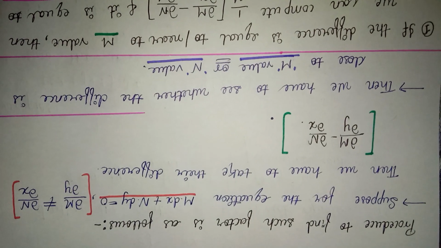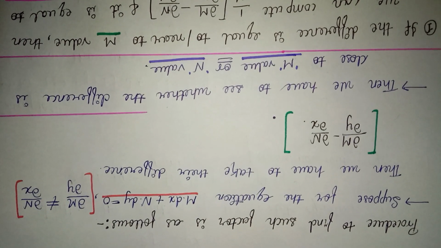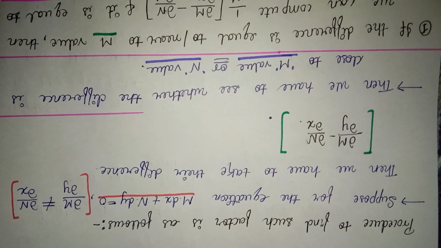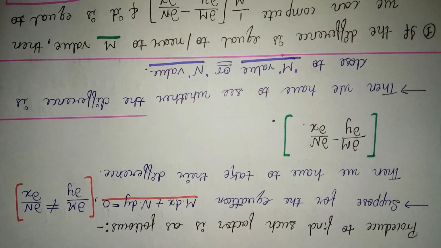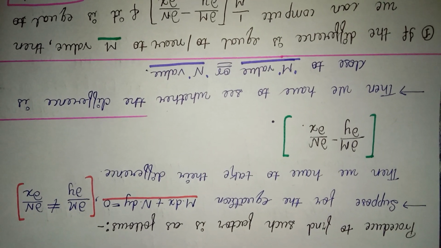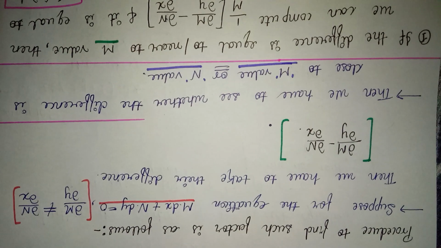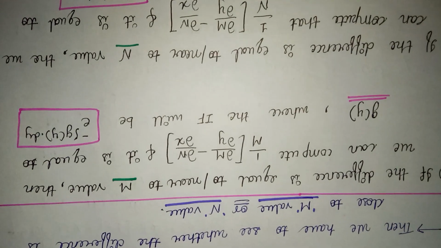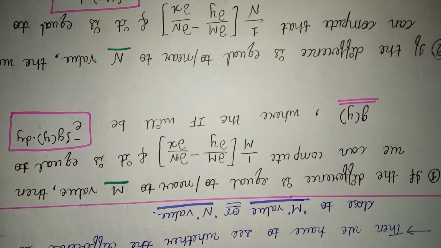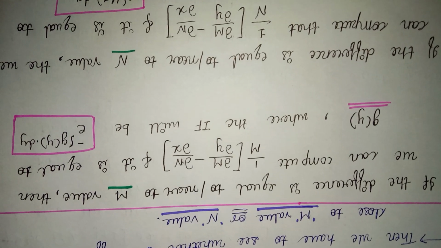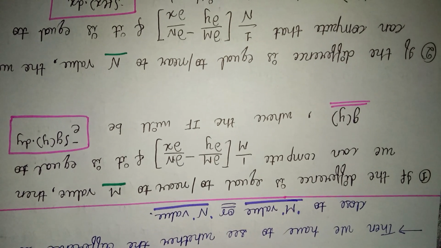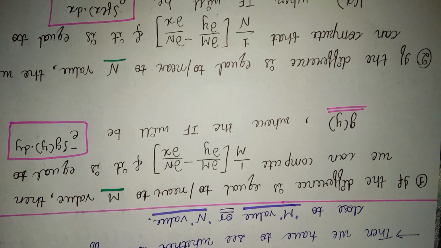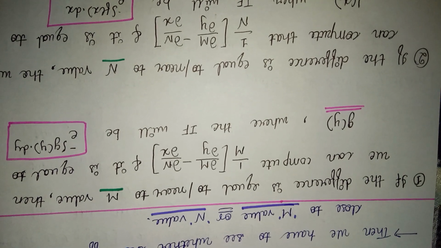Then we have to see whether this difference is equal to or close to M or N, the values from the equation we had in the beginning. There are two conditions. If the difference is equal to M, then we multiply the difference by 1/M and call it g of y. Then the integrating factor is e to the power of minus the integration of g of y dy.